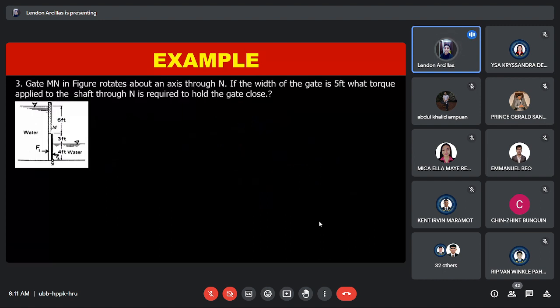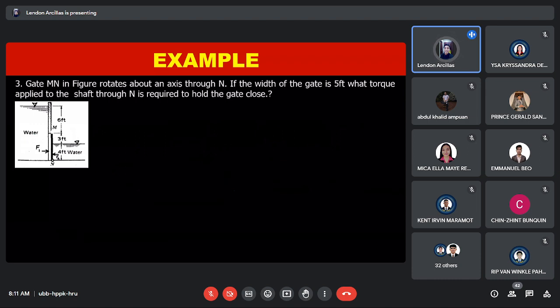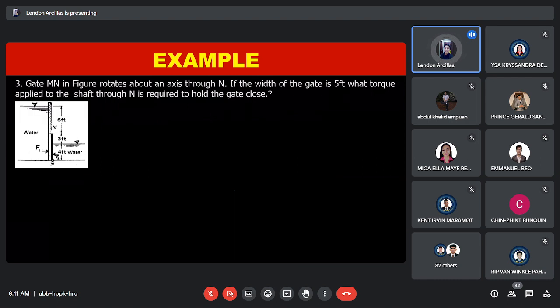So, next example is dalawa na yung hydrostatic force natin on the left and the right side. So, may water sa left side and may water din sa right side. So, ganun din. Let's draw. So, yung gate lang is 5 feet width. So, both sides, yung gate is 5 feet. So, let's draw the free body diagram first. Unahin natin yung sa left side na hydrostatic force. Since may water sa left side. Let's draw that gate.